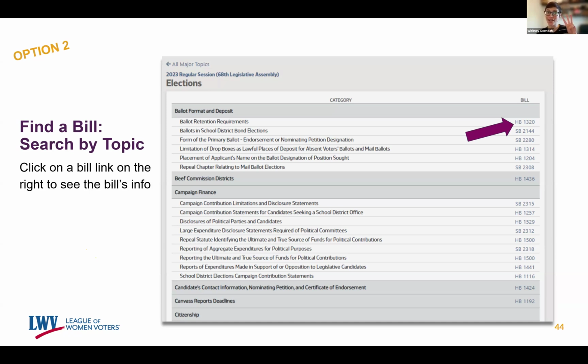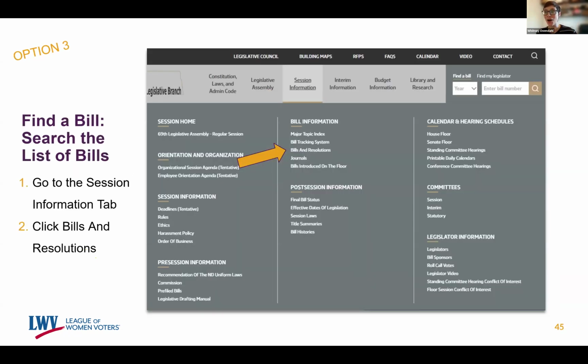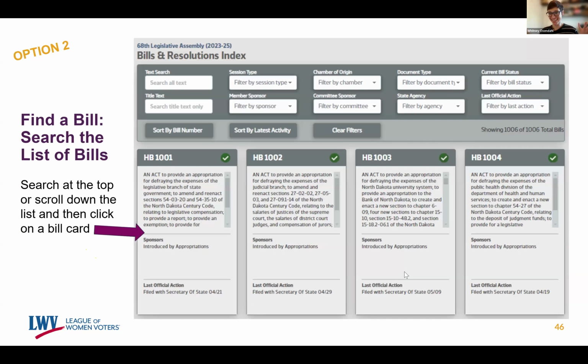Finally, option number 3, you want to search all of those hundreds of bills. You can do so. Go back to the Session Information tab right here at the top. And then under bill information, you go to bills and resolutions. You click on that, and you can see everything. You might not want to do this option unless you have a lot of experience with the session. You might want to focus on 1 or 2 bills or the topic index, but this will have everything.